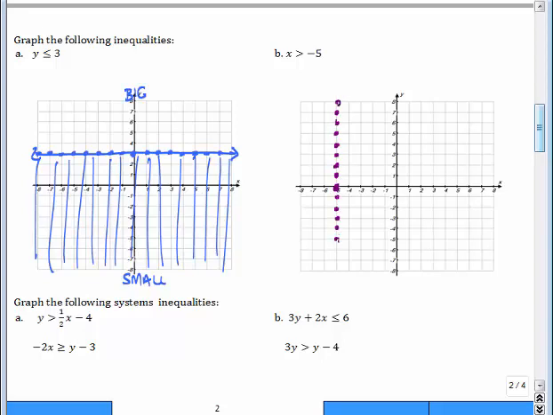The y changes, but the x is -5, and since there's no equal sign, technically this is supposed to be a dashed line anyways. So I just kind of fill in a couple of these with a dash.